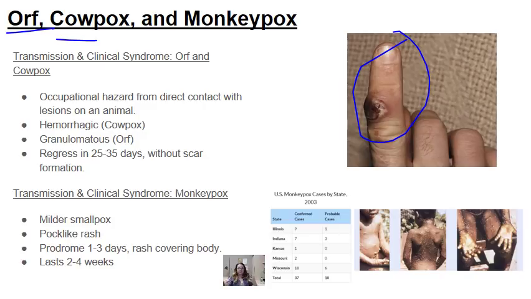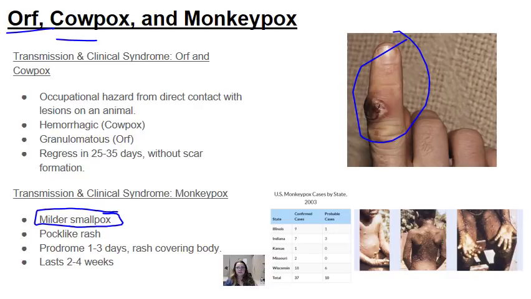The lesion frequently develops and then regresses in a little over a month, 25 to 35 days, and typically no scar forms. The virus can be grown in culture or seen directly on EM, but it's normally just diagnosed from symptoms and the patient's history. Monkeypox is kind of like a milder smallpox. You're going to get that pock-like rash. I'm showing kind of small images of it here. But it's not as severe a disease as smallpox.